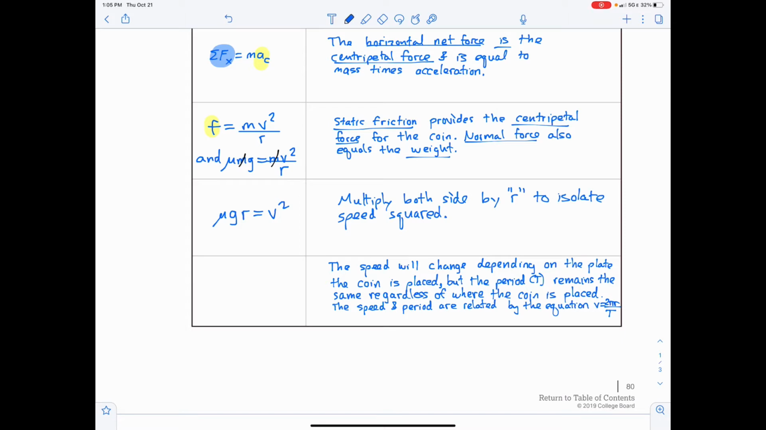The speed will change depending on where on the plate the coin is placed, but the period remains the same regardless, because the period of revolution is the time it takes for the plate to rotate, regardless of where the coin is placed. The speed and the period are related through the equation v equals 2 pi r over T. Velocity equals 2 pi r over T.